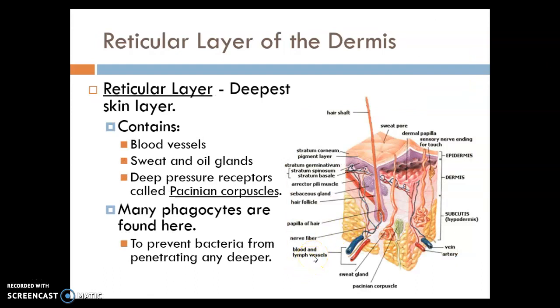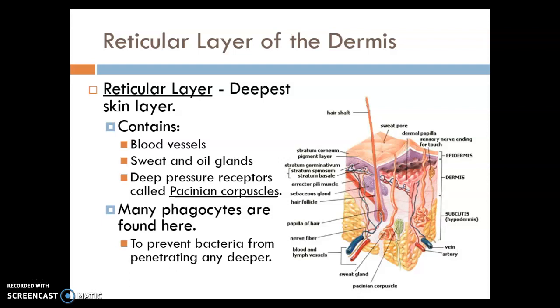The other part of the dermis is called the reticular layer. It's the deepest skin layer, and that has blood vessels, sweat and oil glands, and deep pressure receptors, which are called Pacinian corpuscles. So Meissner's corpuscles are for when you touch something real light and feel that sensation. If you push down deep on something and feel more pressure, that's a Pacinian corpuscle feeling that.